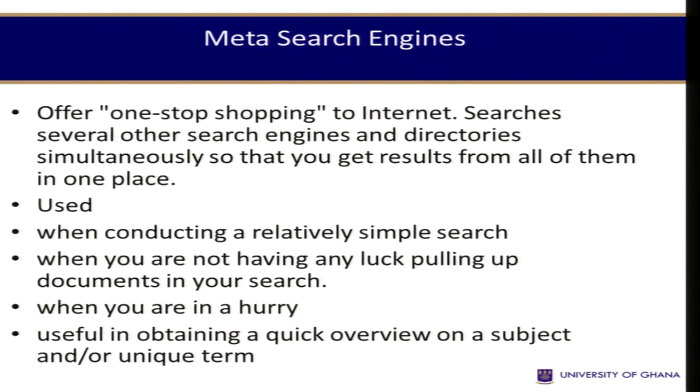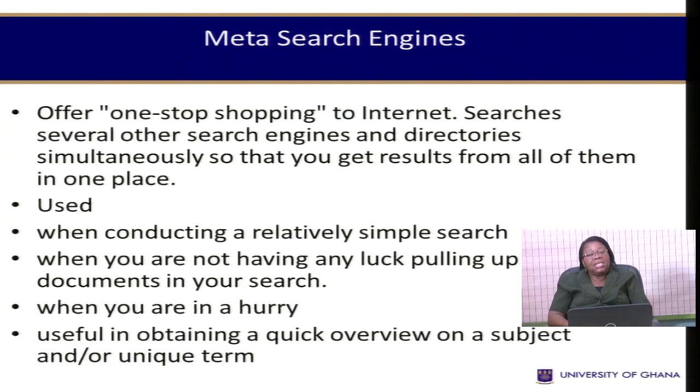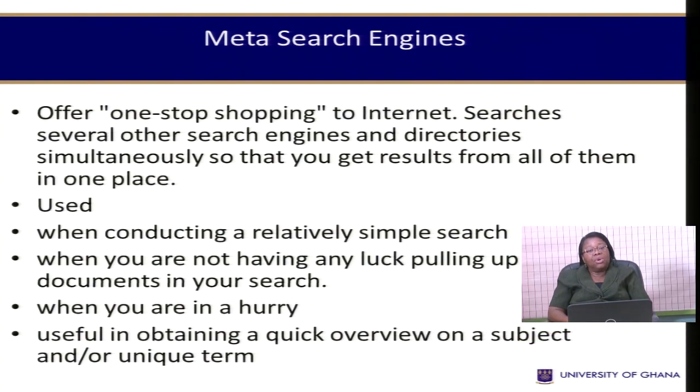Another type of search engine is what you call a meta search engine. A meta search engine offers a one-stop shopping to the internet. So what the meta search engine does is to search simultaneously different search engines and directories and bring you the results in some kind of order.